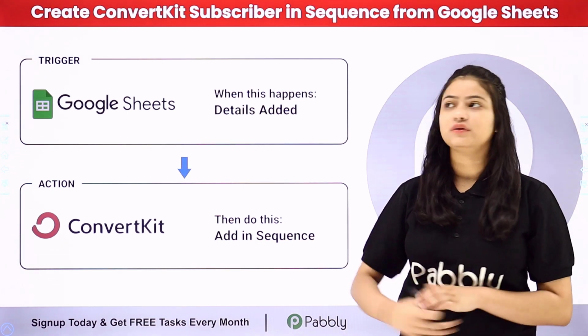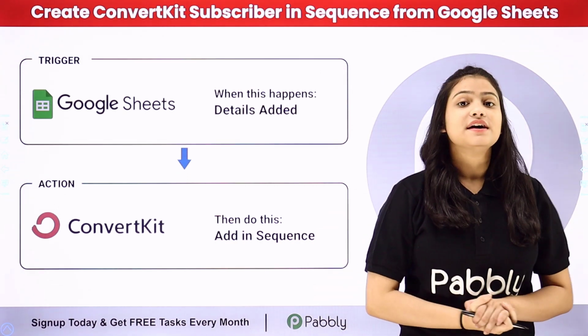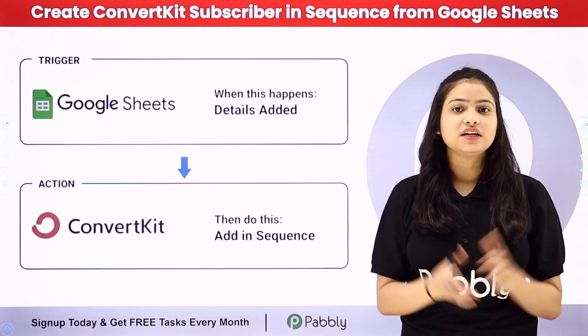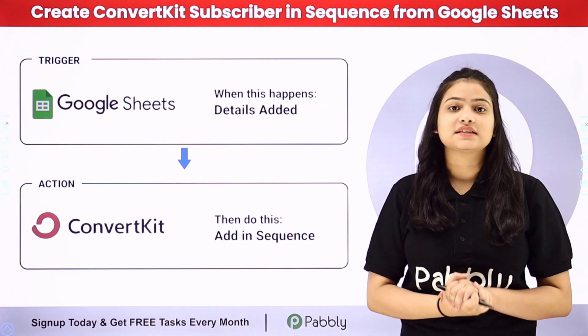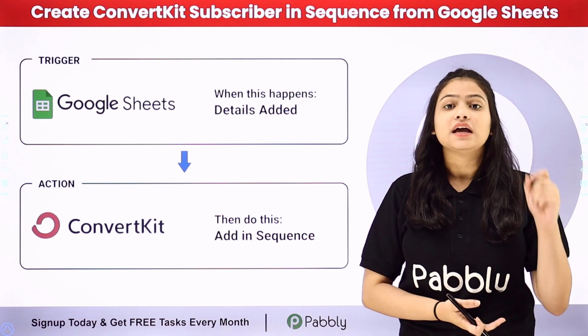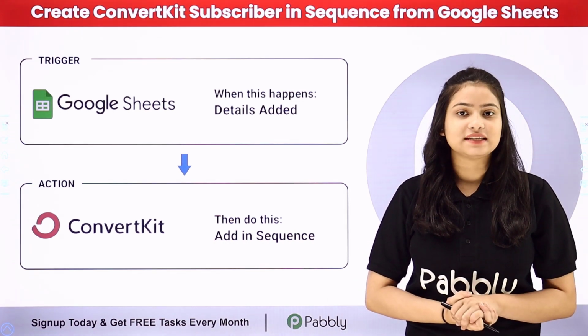In this video, we are going to learn how to create a ConvertKit subscriber in sequence from Google Sheets. So I am selling a digital course and I have the details of all my leads in my Google Sheets. Now my objective is to add these leads as subscribers in ConvertKit in different sequences according to the course which I am selling. So how are we going to automate this entire process?